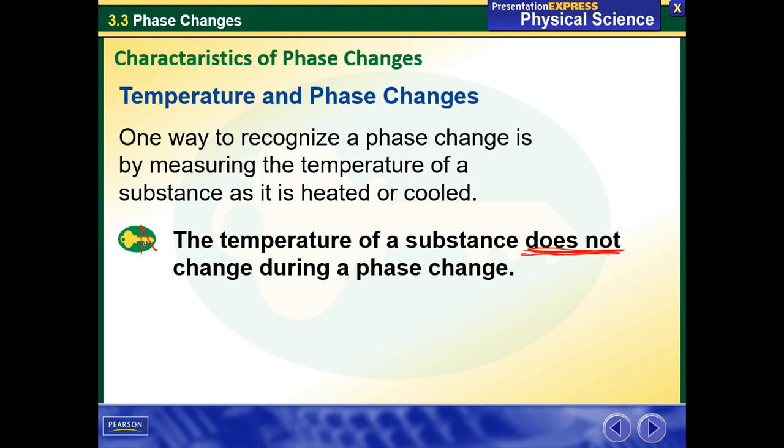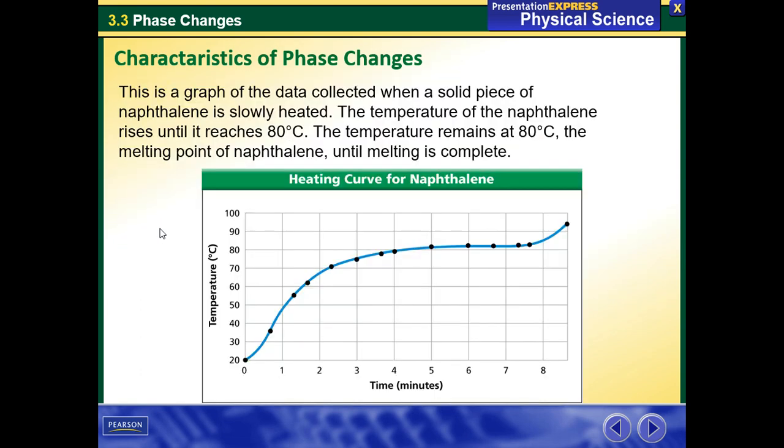And I'm going to go ahead and star that because a lot of people think that we're heating it or we're cooling it, and so the temperature changes, but it actually doesn't. This graph right here is a good explanation of when we're seeing a phase change. This graph is data collected when a solid piece of naphthalene, which is in mothballs, is slowly heated.